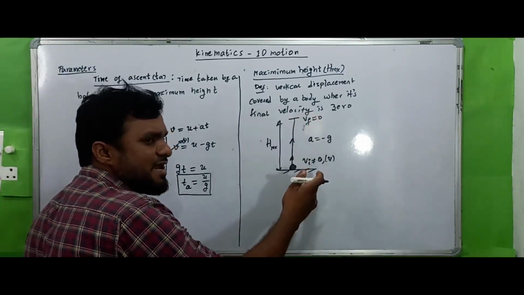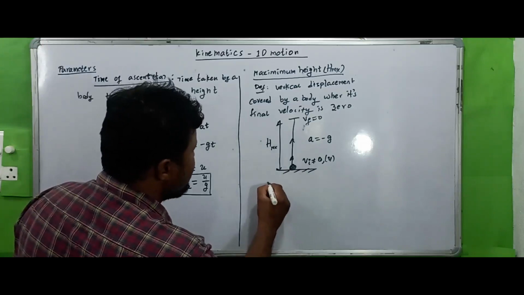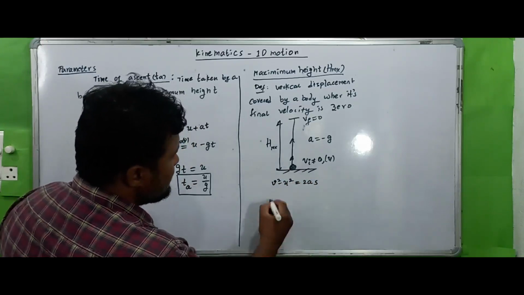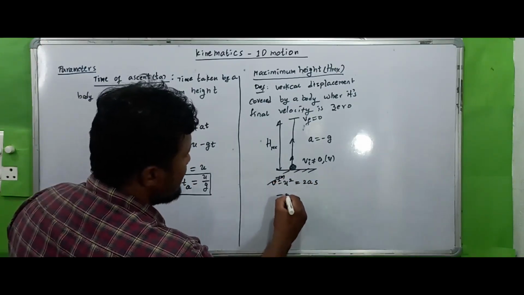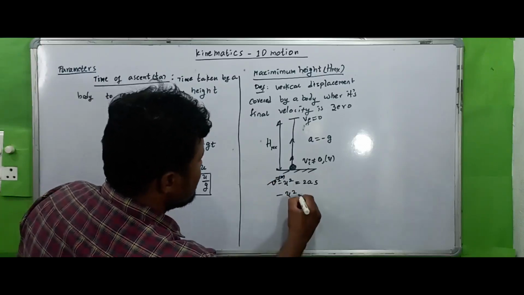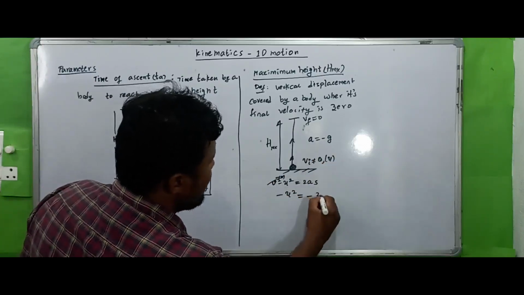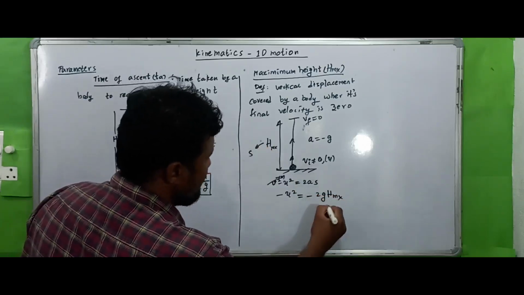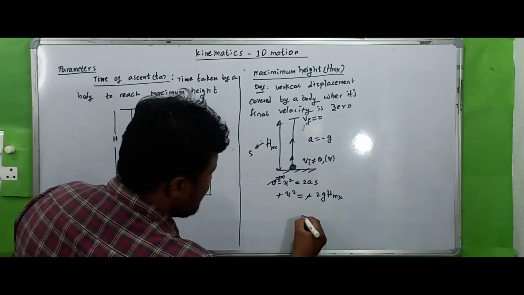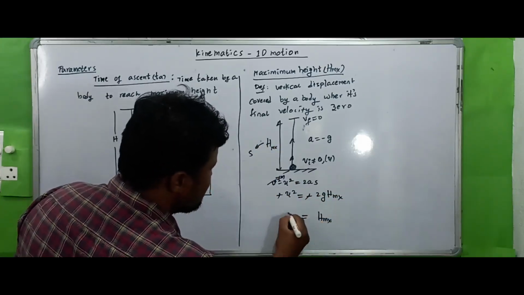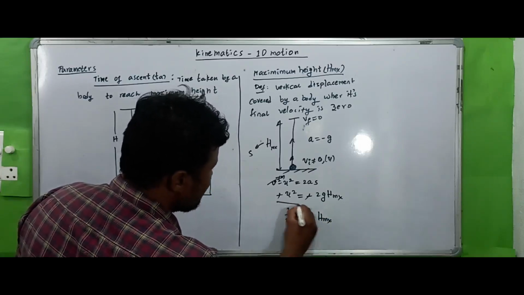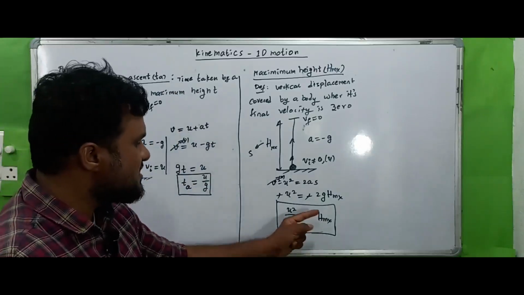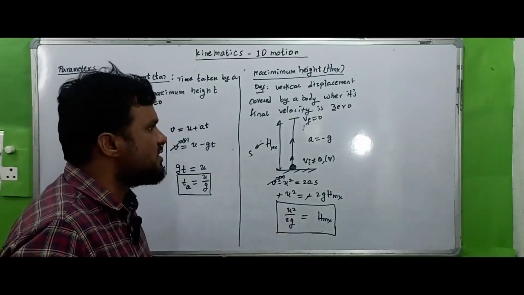Now initial velocity is there, final velocity is there, but it is 0, and we have a distance. We can apply the distance-velocity formula. If I apply v square minus u square is equal to 2as, the final velocity 0 minus u square is equal to, where a is minus g, minus 2g, s is h maximum, 2g h maximum. Both sides minus minus get cancelled. Finally, we will get h maximum is equal to u square by 2g. This is the formula for maximum height.